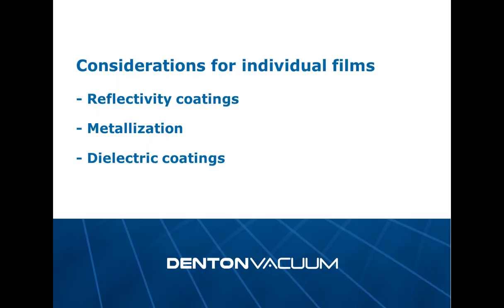Now that we've gone over the high-level overview of the technologies, let's do a slightly deeper dive into what we should care about when considering individual layers. We'll go over a few examples: the reflectivity coatings, so AR, HR, metallization layers, and the dielectric coatings.